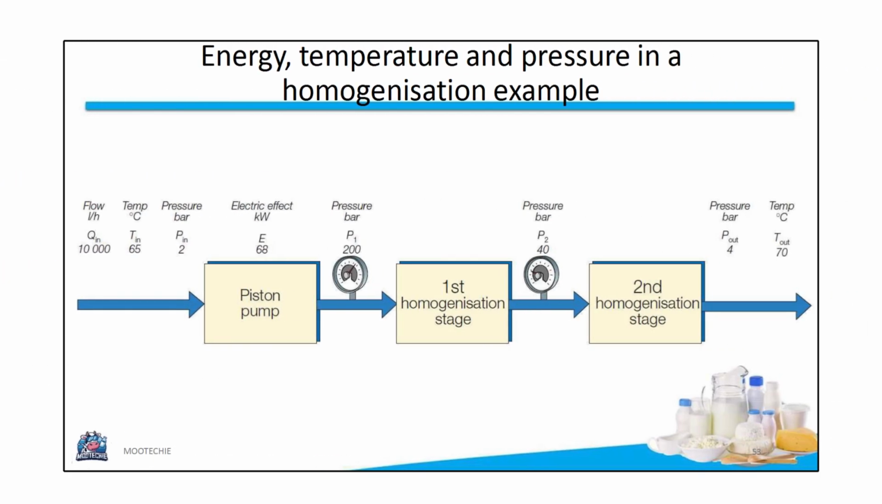This diagram provides an example of energy, temperature, and pressure in a homogenization process. Milk enters at 65 degrees Celsius and 2 bars. After the piston pump, it's at 68 degrees Celsius. After the first homogenization stage at 200 bars, the temperature rises. It then goes through a second stage at 40 bars before exiting at 70 degrees Celsius.